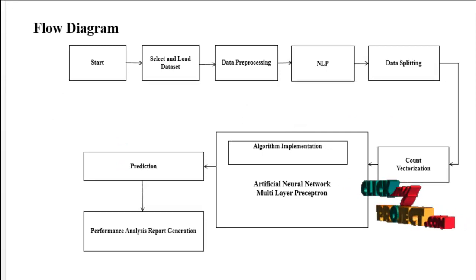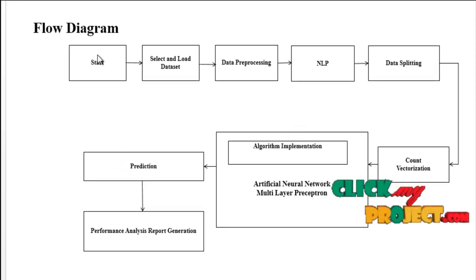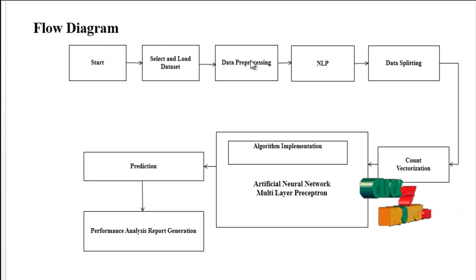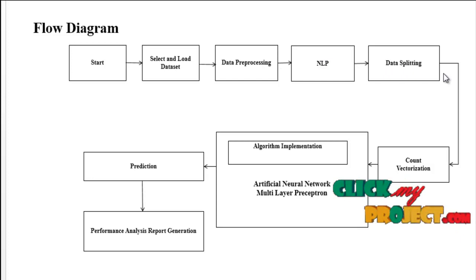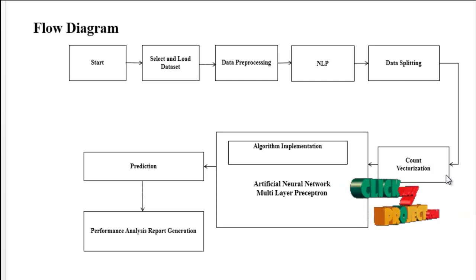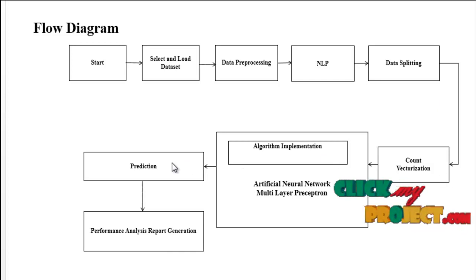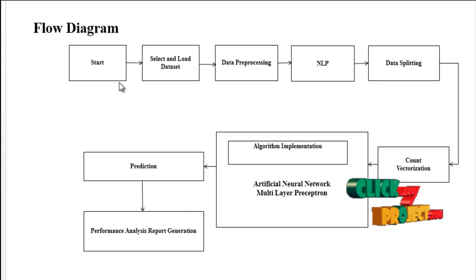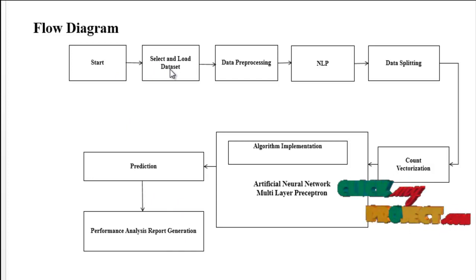Okay, next flow diagram. Start, select and load data set, data pre-processing, natural language processing, data splitting, count vectorization, algorithm implementation, prediction and result generation. First, start our program. Next, select and load Twitter data set.